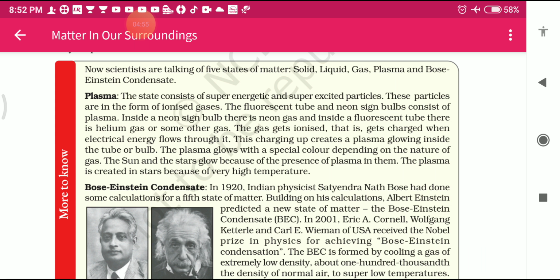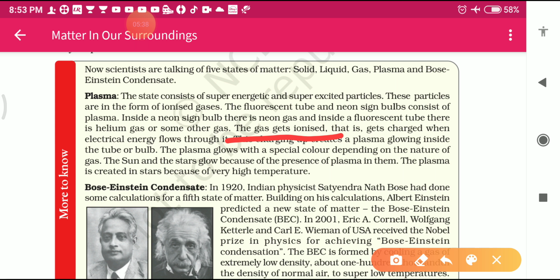Now the gas gets ionized. Students, how does this gas get ionized? This gas is present in the neon bulb, and in the fluorescent tube helium gas is present. We can say that when we pass electricity through gases at a very low pressure, then it will be ionized.